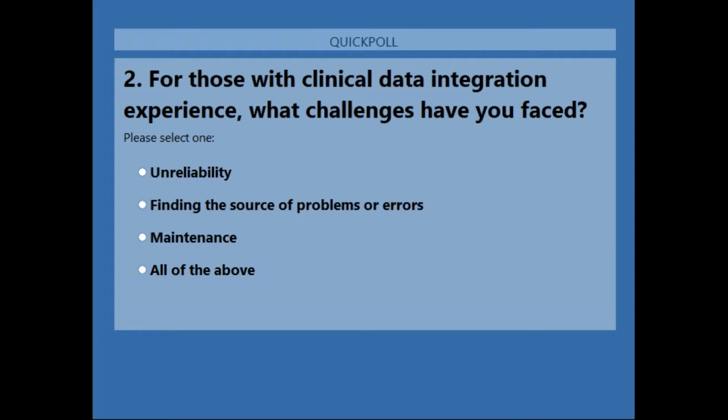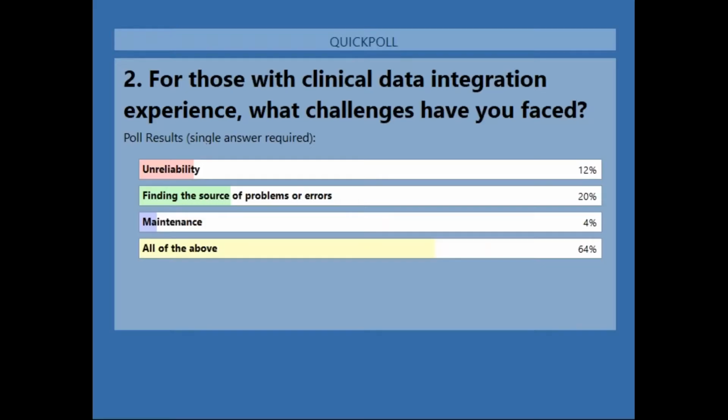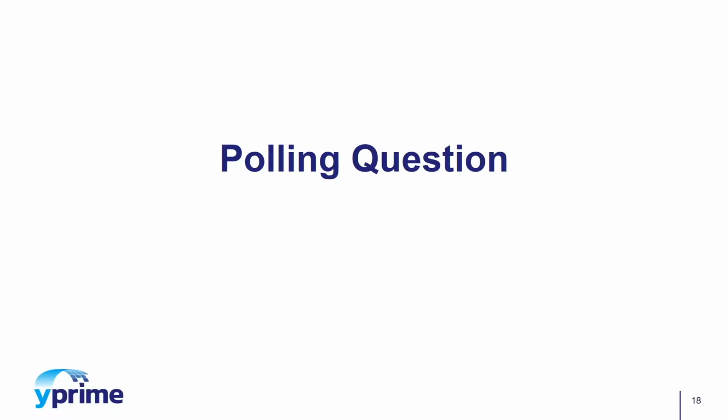It looks like most of the audience has voted. Let's take a look at the results. 12% of audience members have selected our first option, unreliability. 20% have selected finding the source of problems or errors. 4% have selected maintenance, and the majority of audience members have selected our last option, all of the above.